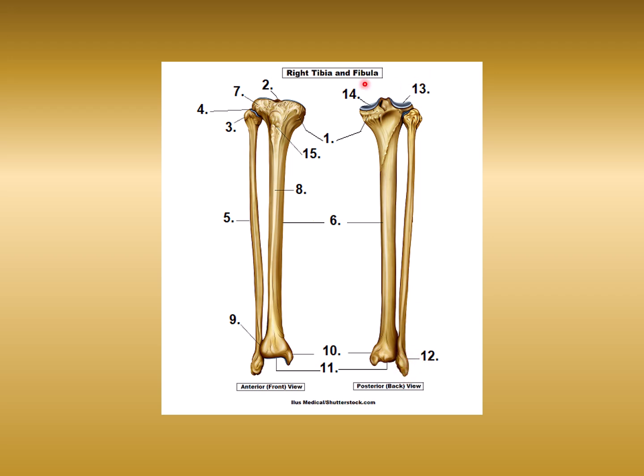And 13 and 14 are the facets, the tibial plateau or the tibial facets. So number 13 would be the lateral facet, 14 would be the medial facet. And then in between, you see those little bumps there. Those are the intercondylar eminences of the tibia.